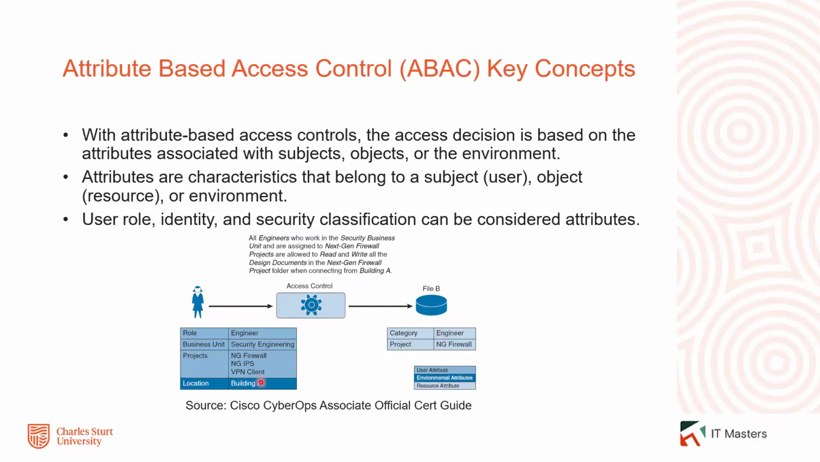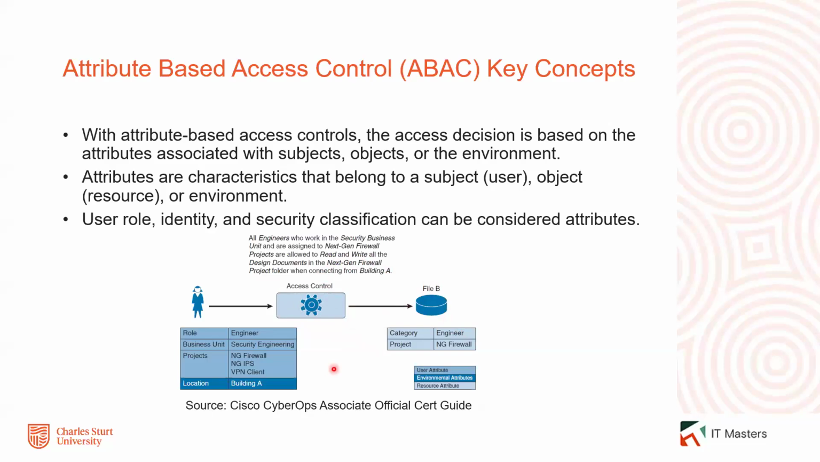Now, if any one of these attributes was to change, so if this business unit was to, say, become accounting and finance, then they would lose access dynamically to that particular file and that resource. Or if they were taken out of one of these project groups, or they tried to access it from building B, or they changed their role, or the file was removed from this project, or the file had its category reassigned, or the read and write attributes were changed. If any one of those attributes was to change, then the access control would change accordingly.